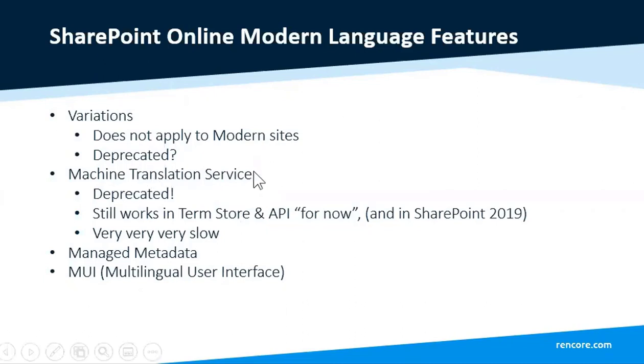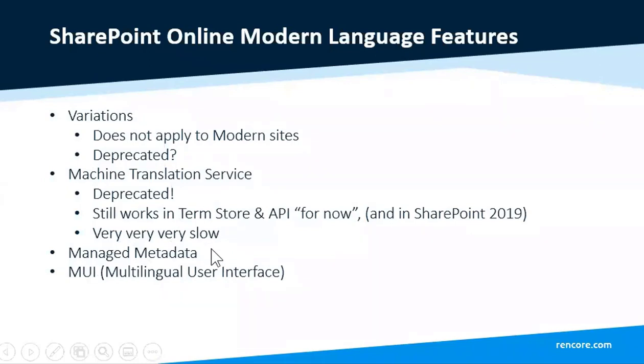SharePoint has a machine translation service. This is a web service on SharePoint servers, and in SharePoint Online, it's still there, but it's deprecated. So if you create a variation site and try to use machine translation on it, the option is no longer there. Some features of the machine translation service, for instance, using the term store, you can still get to the machine translation service to translate term store terms, and you can use it from API. It is very slow. It's essentially gone.